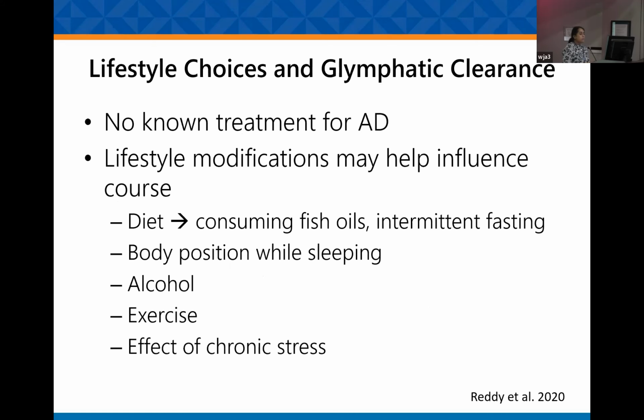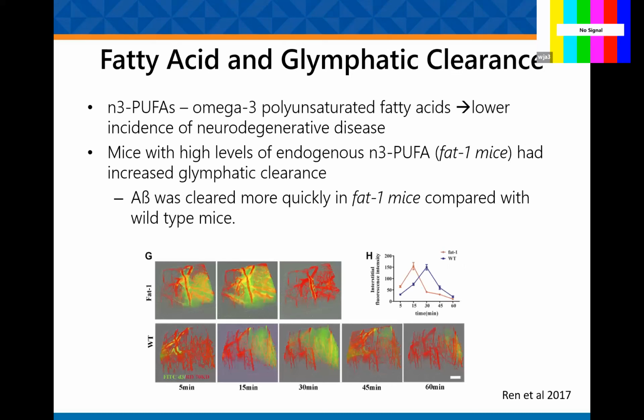So there's no known treatment for Alzheimer's, and they suggest that lifestyle modifications may help influence its course. Some things that have been suggested are diet, consuming fish oils, intermittent fasting, body position while sleeping, alcohol, exercise, and what's the effect of chronic stress. So one study looked at fatty acids and lymphatic clearance. They looked at N3 omega-3 polyunsaturated fatty acids.